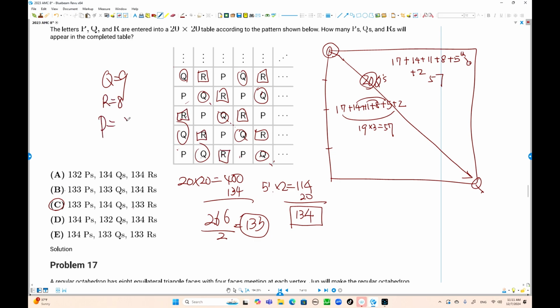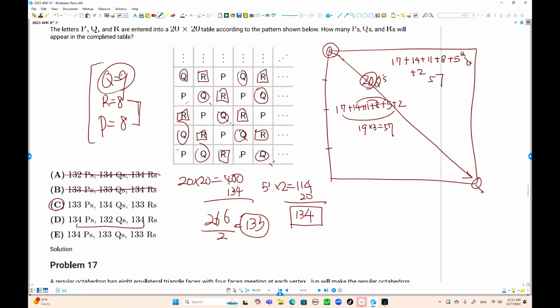And the P is also 8. You can count over here. But Q is always greater than the number of R's and P's. But we know that these two numbers are equal, right? So, anyway, this number is equal. This is not equal. This is not equal. Okay.